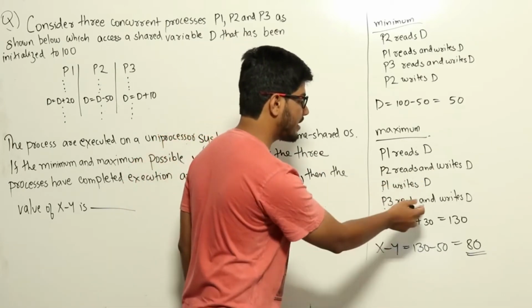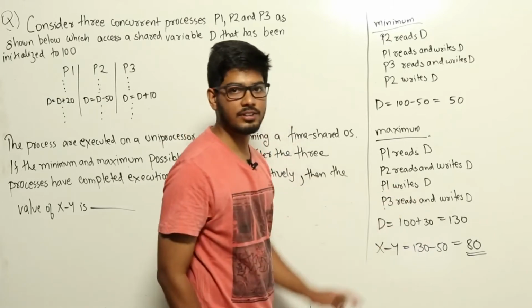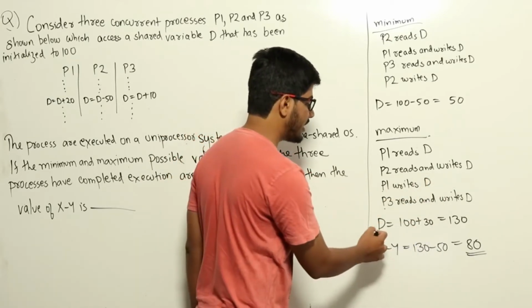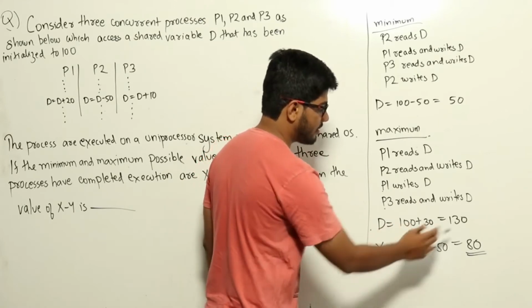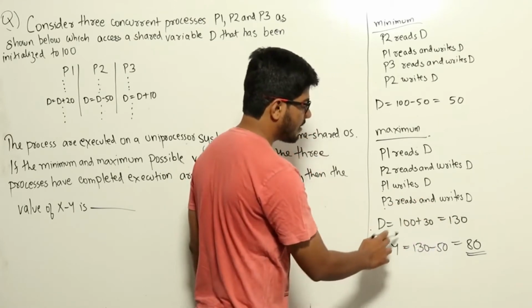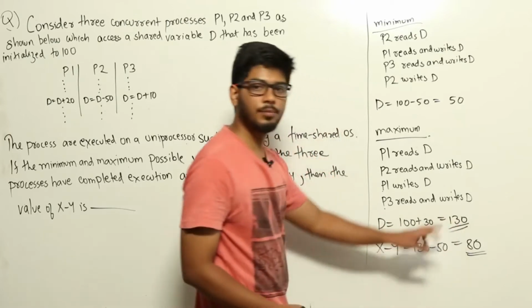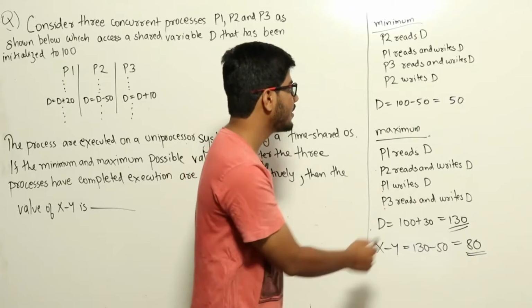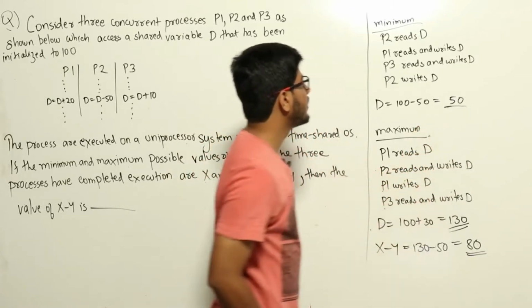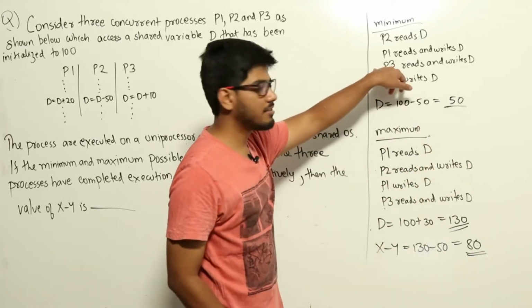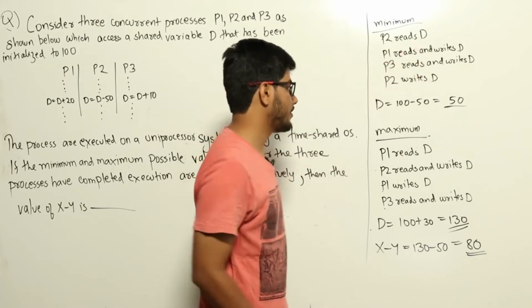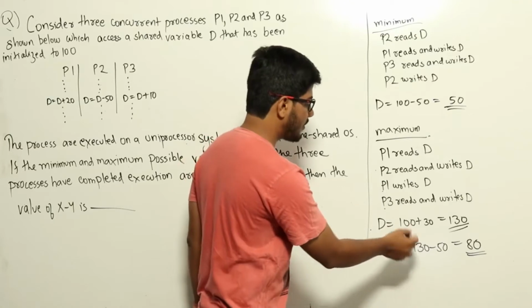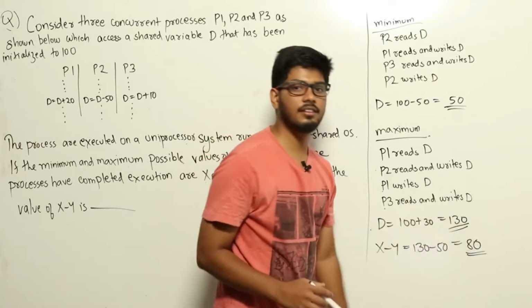After that, let us say P3 reads and writes d. So P3 will read 120 and then it will write 120 plus 10, that is 130. So the final d value will be 100 plus 30, equal to 130. So this is the maximum possible value because we are taking both the increment operations into account and cancelling out the decrement operation. The other one is the minimum value because we are only considering the decrement operation and cancelling out both the increment operations. So the value of maximum minus minimum will be 130 minus 50, that's equal to 80. 80 is the answer.